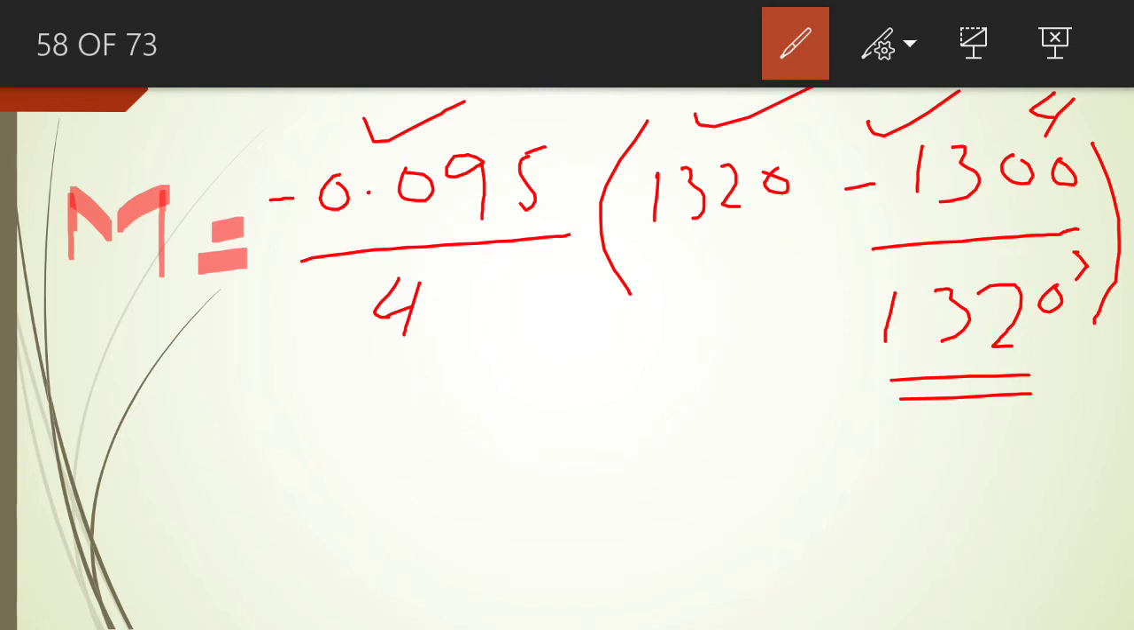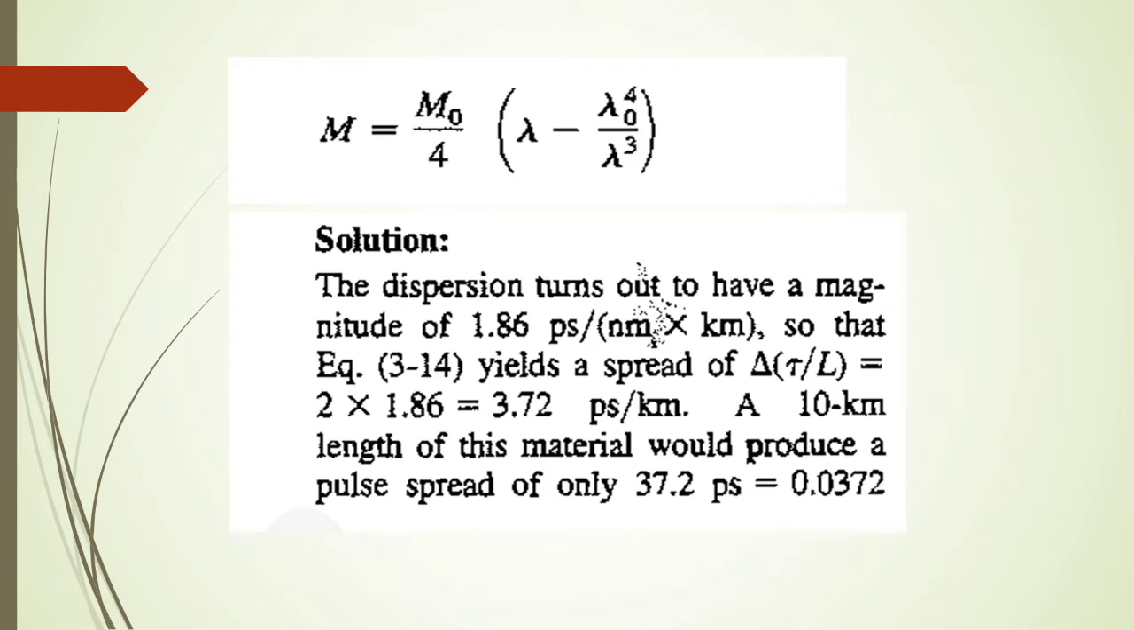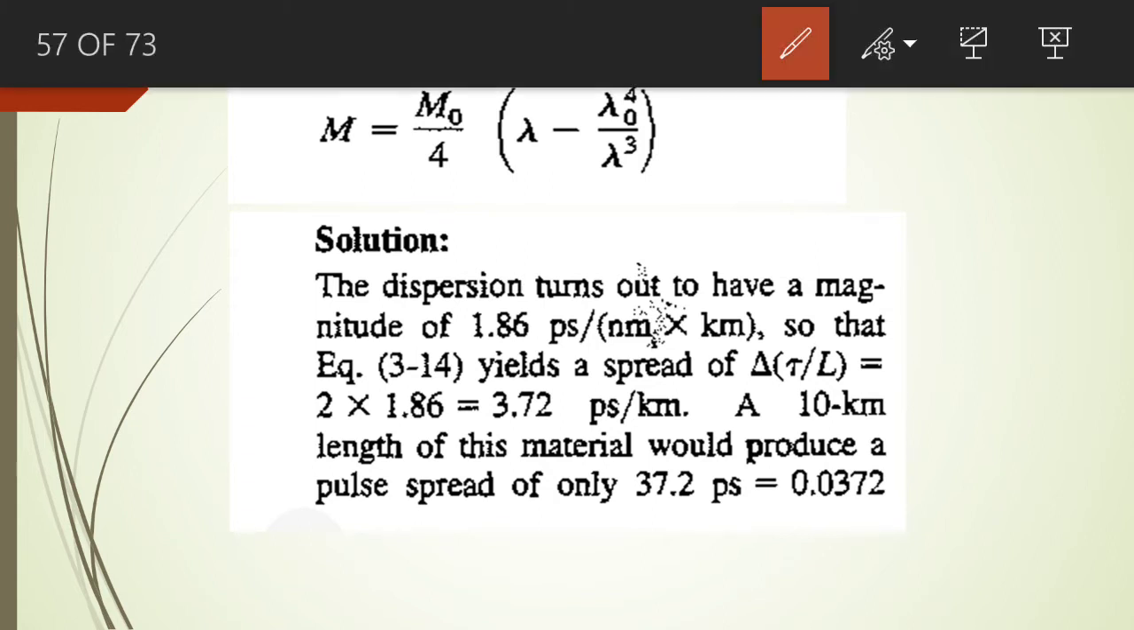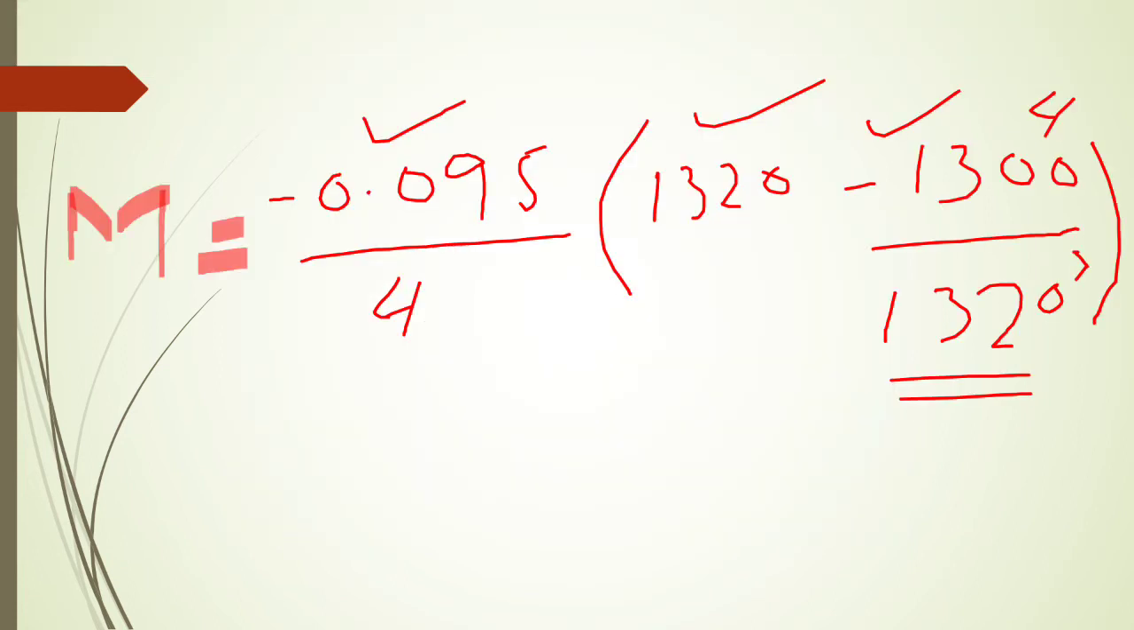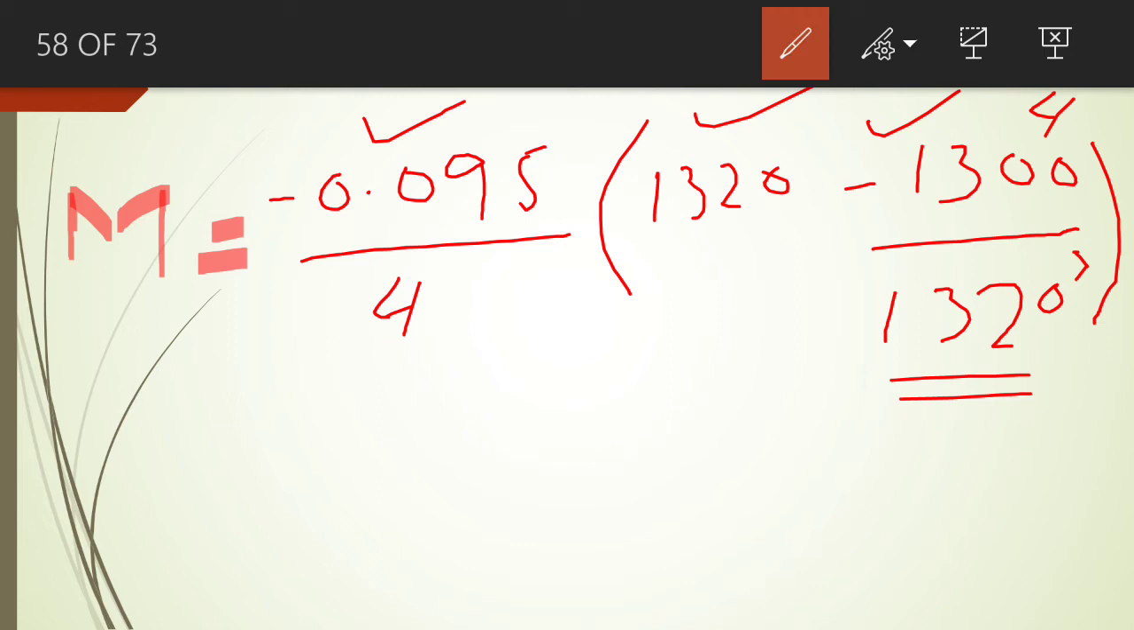So the value of m is 1.86. If we calculate the value of m with the help of this particular equation, we get 1.86 picosecond per nanometer per kilometer. So if we simplify this equation, we get the value of m, which is 1.86 picosecond per nanometer kilometer.